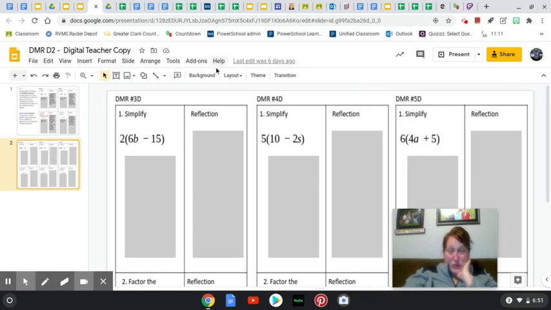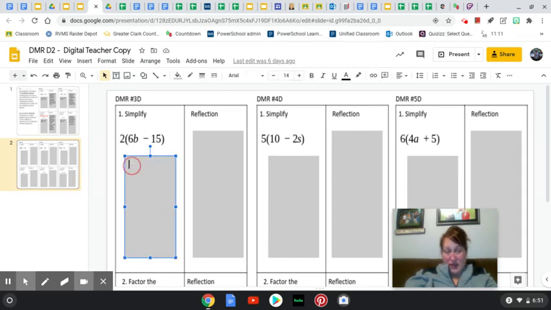You guys have done really well with understanding distribution, and I spent last week trying to explain how the two things go together. So distribution is putting the factors together. For this one, we're putting the factors of 2 and 6b together, and we are putting the factors 2 and 15 together to solve. To simplify, this will become 12b minus 30.